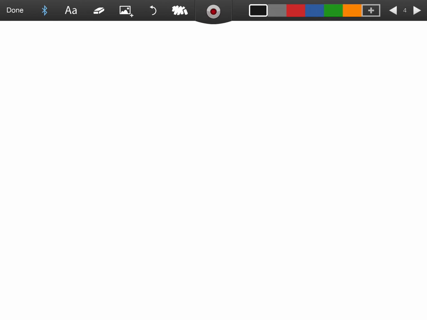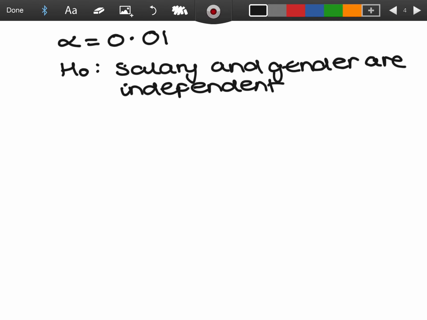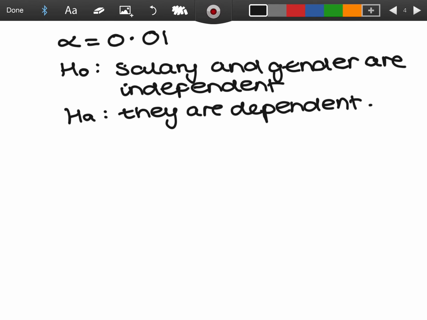So in this case, the significance level that is used is 0.01. If you actually went through this problem, they tell you. My null hypothesis would be that salary and gender are independent, and my alternative would be that they are dependent. Now they give you a table of the number of males and females that fall into each one of these salary categories.